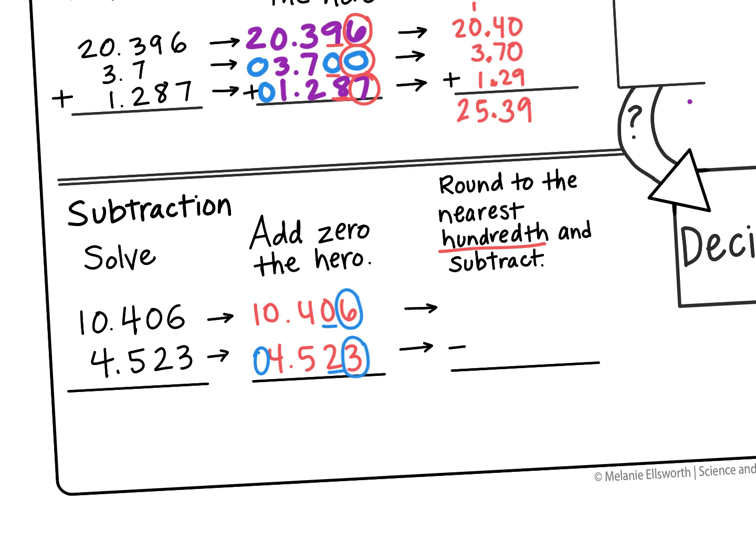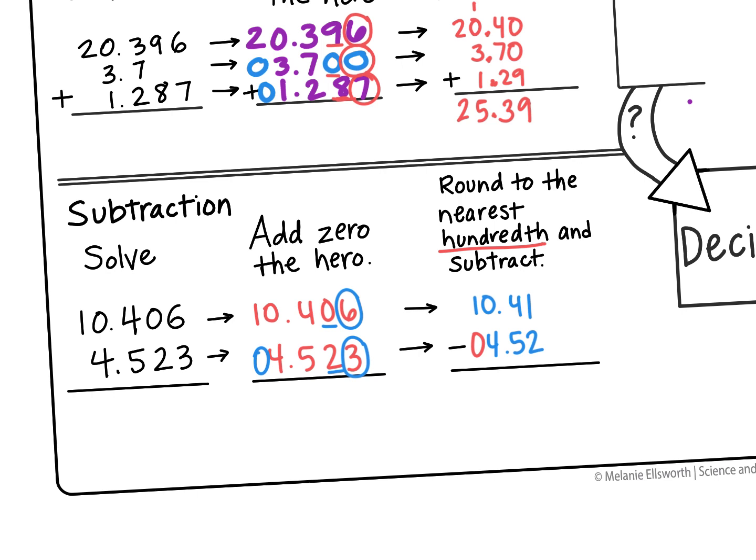I'm going to rewrite both of these. So my first one, I have 10 and instead of 40 hundredths, I'm going to go up to 41 hundredths. And instead of 52 hundredths, it stays 52 hundredths. Very good. So it's 4 and 52 hundredths. Don't forget, put a little 0 the hero there if you're struggling to keep your digits in line. That way you don't make a mistake. Okay, we're going to go ahead and solve for this.